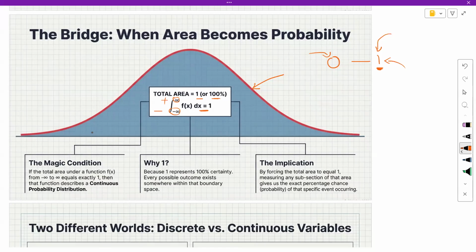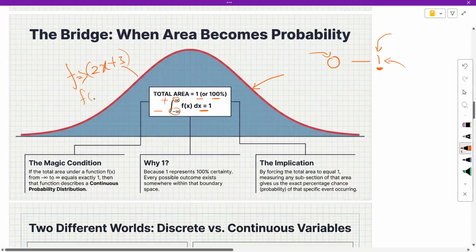The magic condition: if the total area under a function f(x), a function of x, for example 2x plus 3, which is a function, normally we call it a function of x. If the total area under the curve of function f(x) from negative infinity to positive infinity equals exactly 1, then that function describes a continuous probability distribution function.